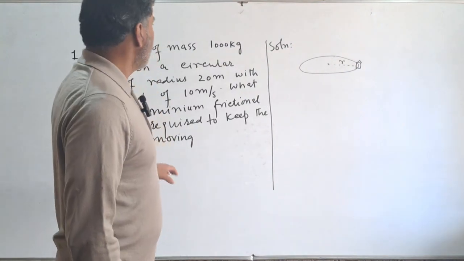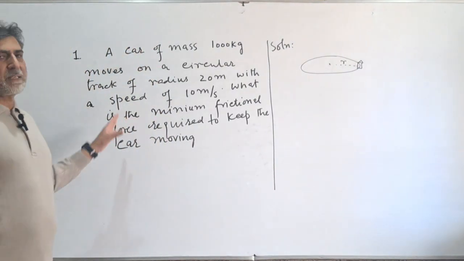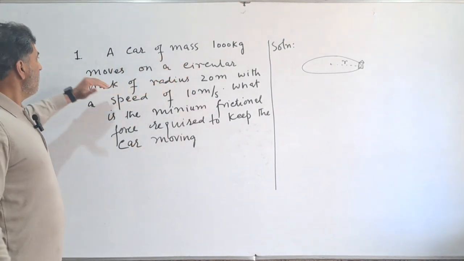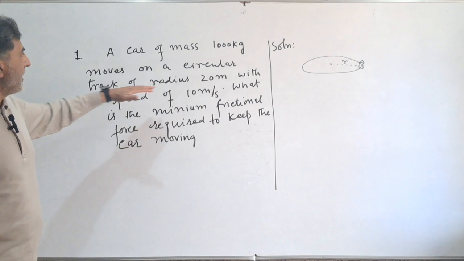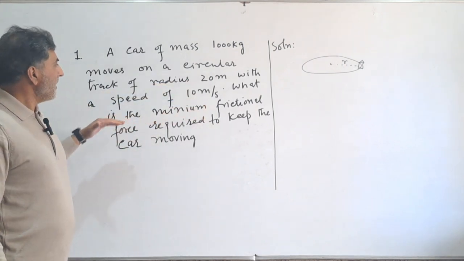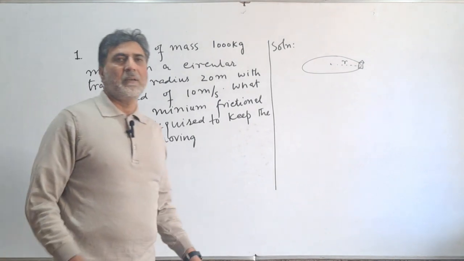Students, one more problem for NEET students. It is the most expected problem this year. A car of mass 1000 kg moves on a circular track of radius 20 meters with a speed of 10 meters per second. What is the minimum frictional force required to keep the car moving?